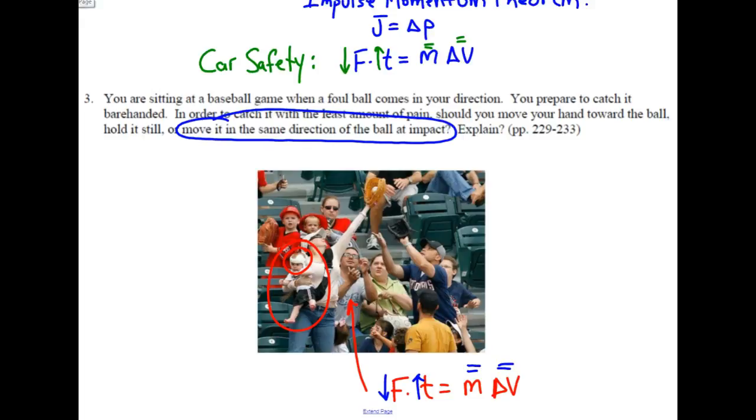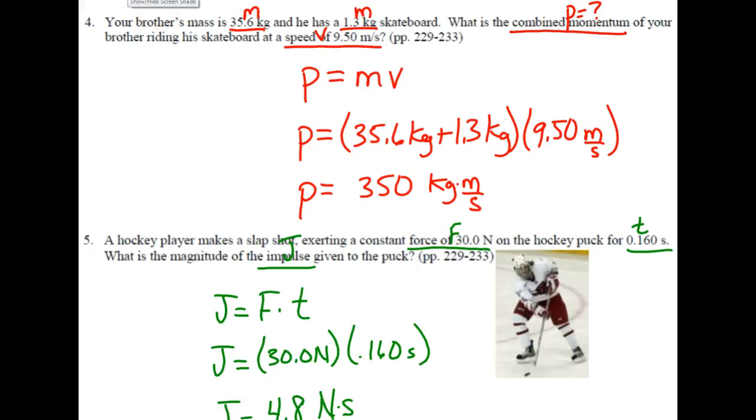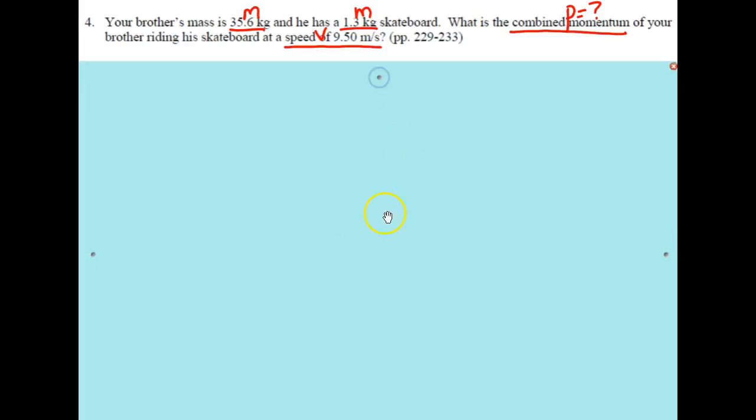Let's move on to number 4. Your brother's mass is 35.6 kilograms, m, and he has a 1.3 kilogram skateboard, m. What is the combined momentum? So they're asking us to solve for little p of your brother riding his skateboard at a speed of 9.50 meters per second, and that of course is v. I hope you're in a good habit by now in this course of underlining your variables as you go and identifying them with the correct letter. Helps you be successful.